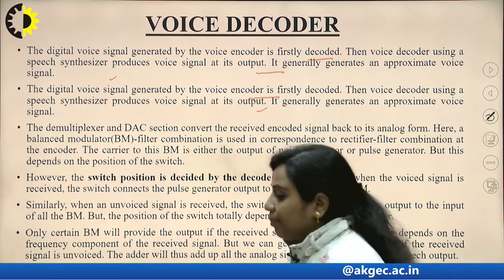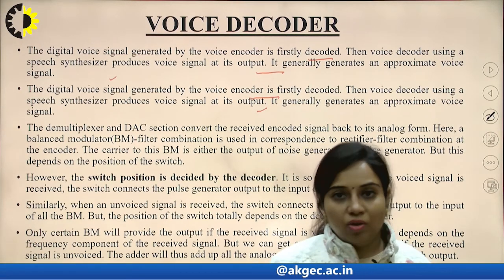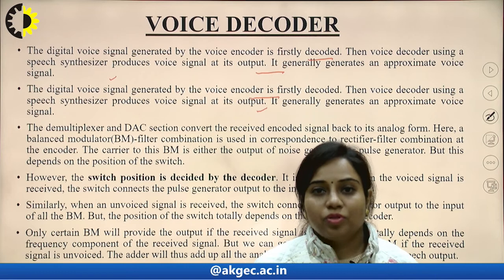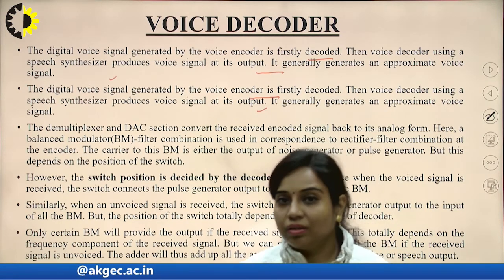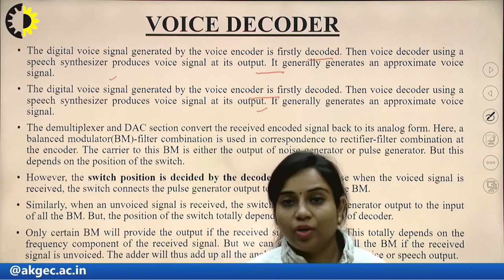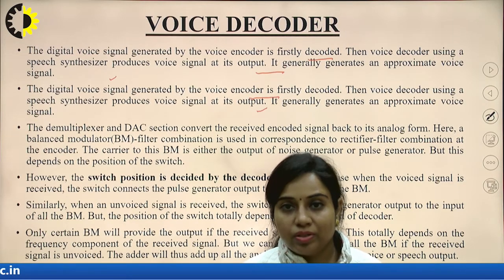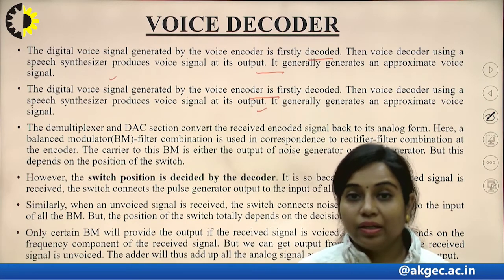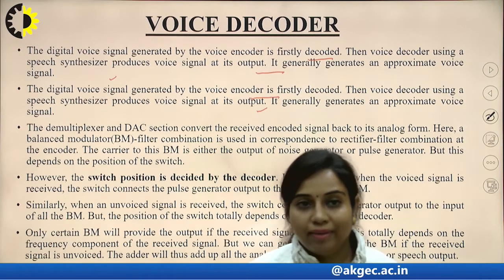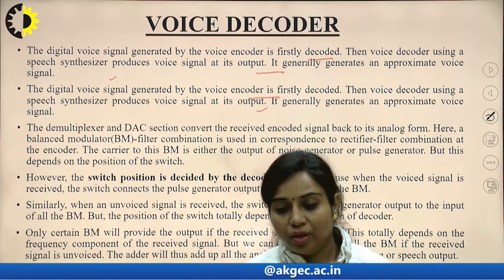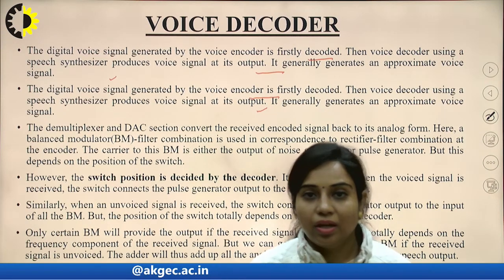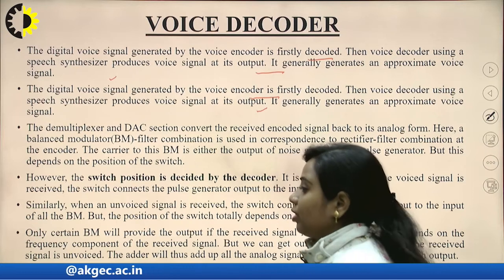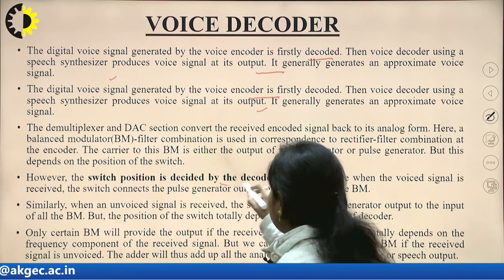Basically a balance modulator is used in analog modulation for modulating the input signal with a carrier signal. Here the carrier signal is not cos omega t or sin omega t. We are using the voiced and the unvoiced signal, which is again analog in nature, and then it is modulated and passed through the filter. After adding the output of the 15 filters, we get the speech output, whatever you have transmitted. However, the switch position is decided by the decoder.